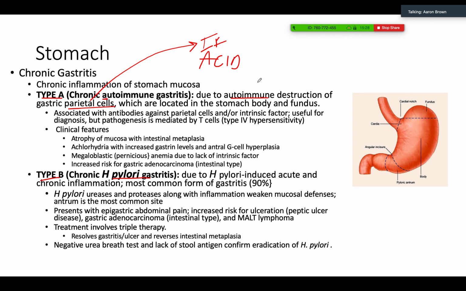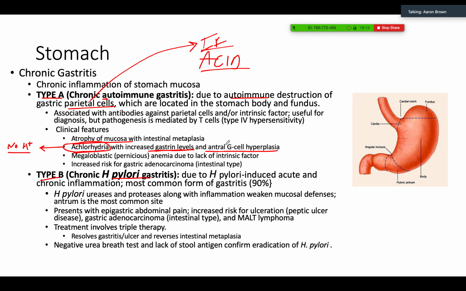And so if we have an autoimmune destruction of these cells that make intrinsic factor and acid, we're going to have problems, right? So what do we see? Well, we have atrophy of the mucosa. That makes sense. Achlorhydria. This word means lack of acid. Achlorhydria equals no acid. No H plus means no acid, right? Achlorhydria, we have increased gastrin levels. Gastrin is trying to stimulate those parietal cells to make acid, right? But those parietal cells cannot because they're being destroyed. So we'll see low acid with increased gastrin levels. And we'll even see a hyperplasia of the cells that make gastrin.